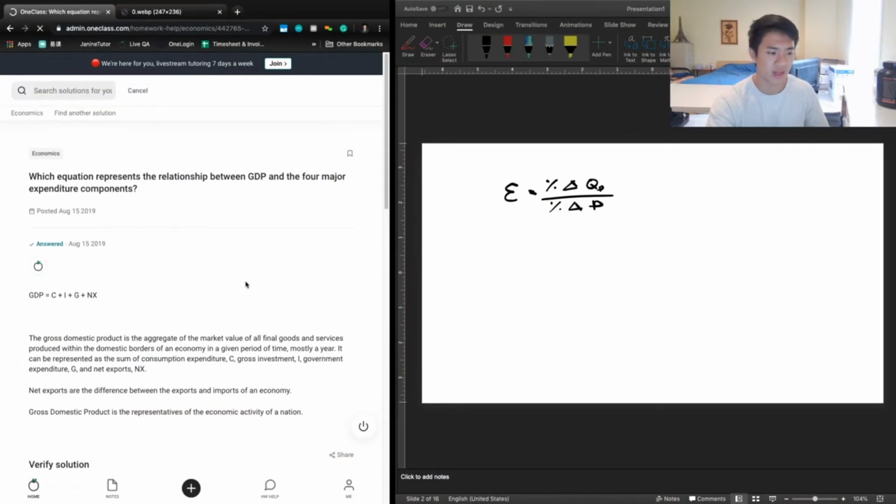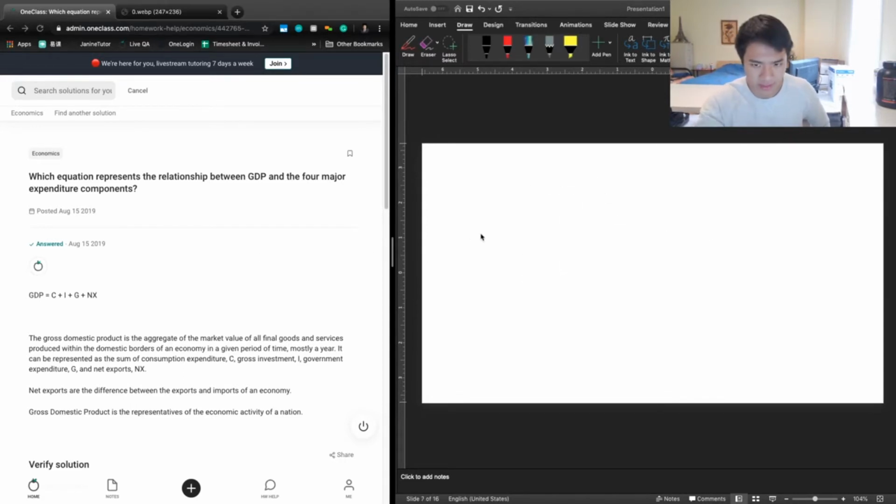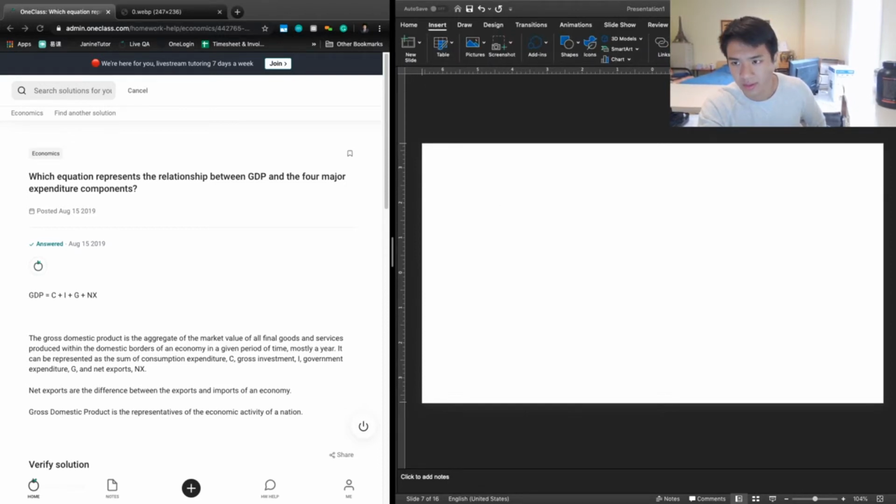So the next question says, which equation represents the relationship between GDP and the four major expenditure components? So we're going to write that out as, let me see if I can start a text box. So GDP is equal to, or Y is equal to consumption plus investment plus government spending plus net exports.